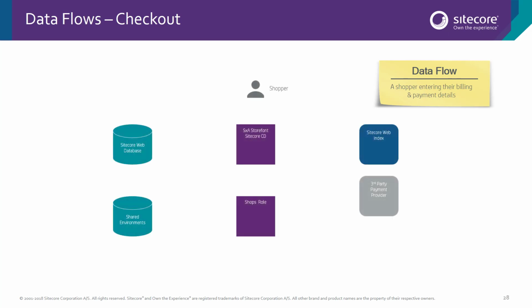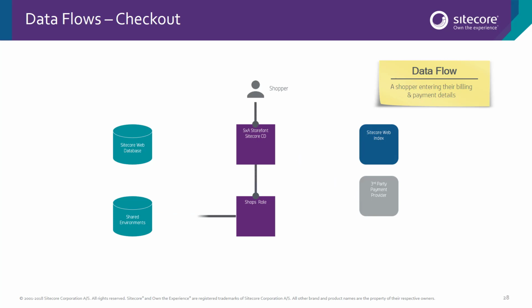Next, the user is going to progress to entering their billing and payment details. Once more, the rendering details are loaded from the Sitecore web database using the Sitecore web index. The user then enters their email address and their payment details, which are validated against a third-party payment provider. The example provided out of the box is integrated with Braintree. Finally, the payment token is stored against the cart.